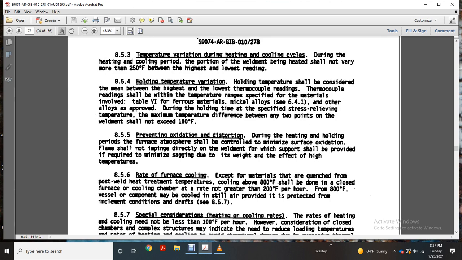cooling. Some of the materials quenched from the post-weld heat treatment temperature, the cooling above 800 degrees Fahrenheit should be done in the closed furnace or cooling chamber at rate no greater than 250 degrees per hour. Below 800 degrees, vessels with components that can be cooled in still air, provided they are protected from the inclement condition of the drafts. See Figure 8.7.